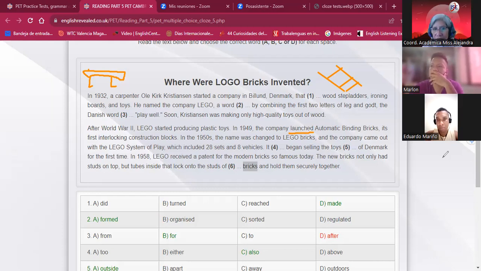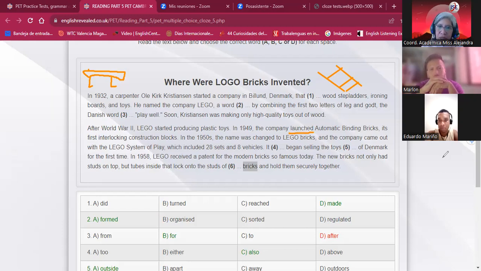So the company, for the very first time, started making and selling automatic binding bricks. Binding, bricks that can attach to each other. They can put together, attach. Its first interlocking construction block. Interlocking is like binding, that they get attached to each other and they don't move.